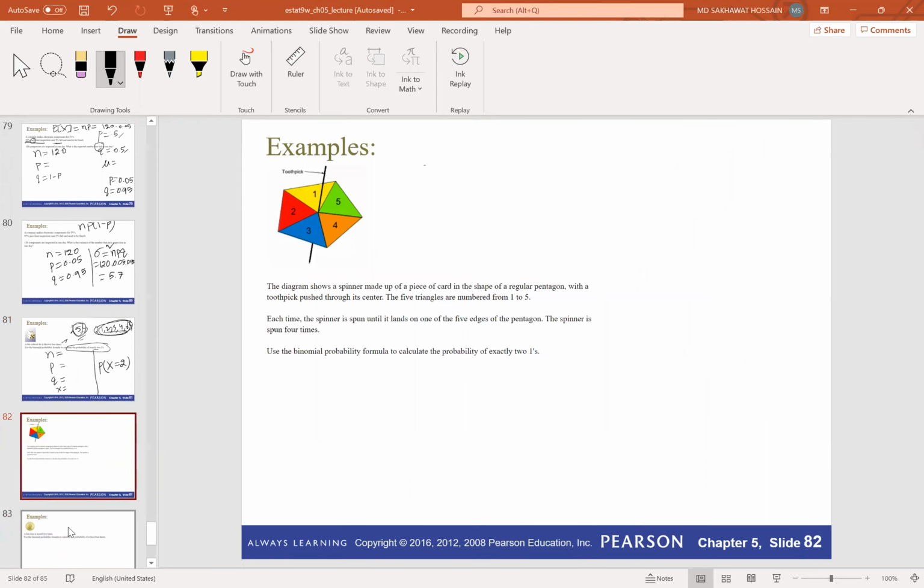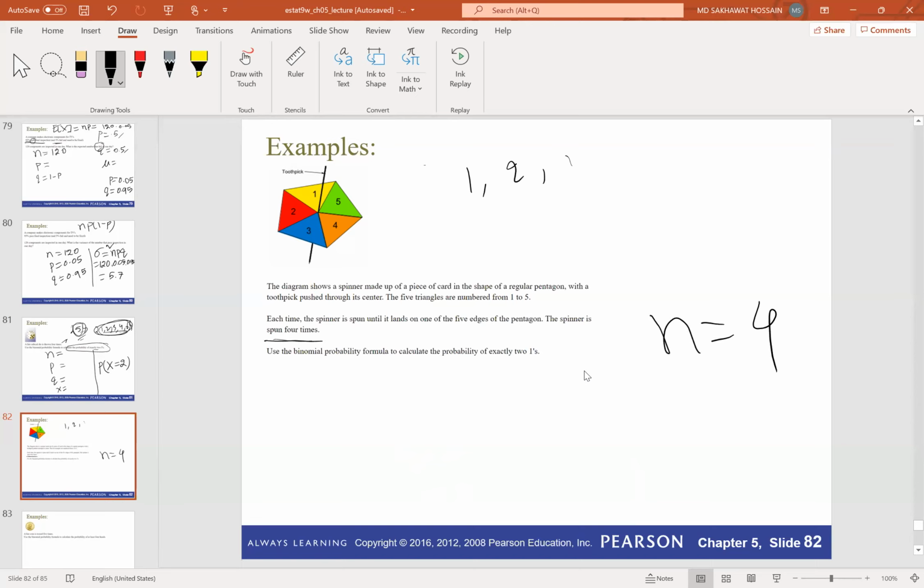So the next problem is also a similar type of problem. Here we have 5 sides. This is a spinner, so a spinner has 5 sides. It has 1, 2, 3, 4, 5. And each time the spinner is spun until it lands on one of the 5 edges of the pentagon, the spinner is spun 4 times. So it is spun 4 times. So that means n is equal to 4.